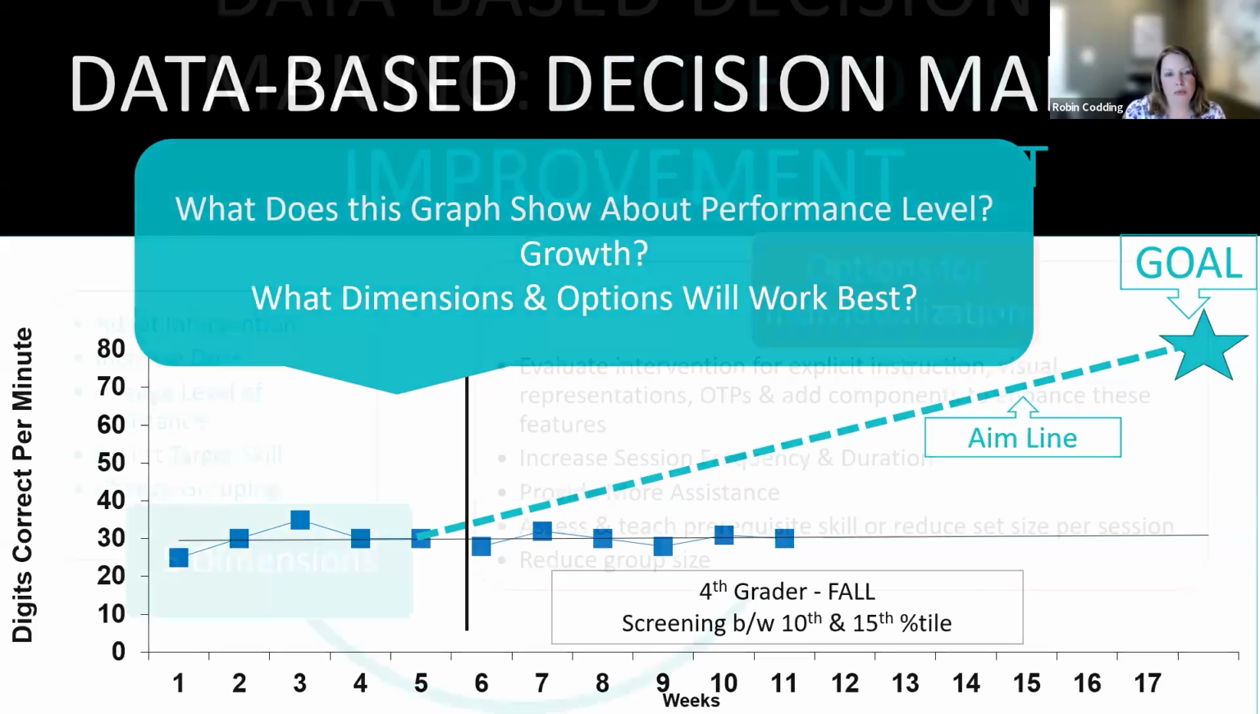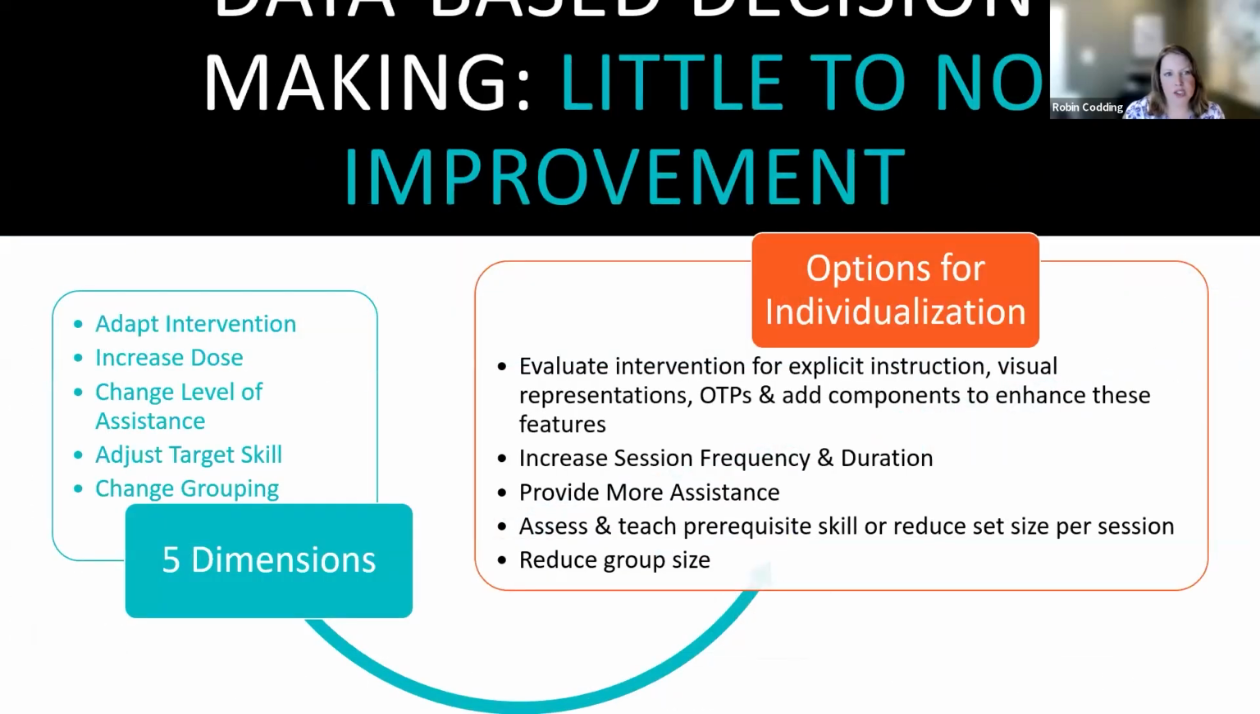So the 5 dimensions that we want to talk about: adapt the intervention, increase the dose, change the level of assistance, adjust the target skill, or change the grouping. All 5 could be altered in this scenario because the student is making little to no improvement. So how would you choose? Well, you can collect more diagnostic data to make those choices. Changes might include, and so I've given you specifics on the right-hand side of your screen.